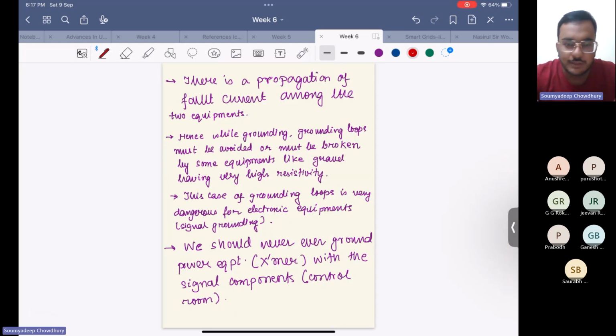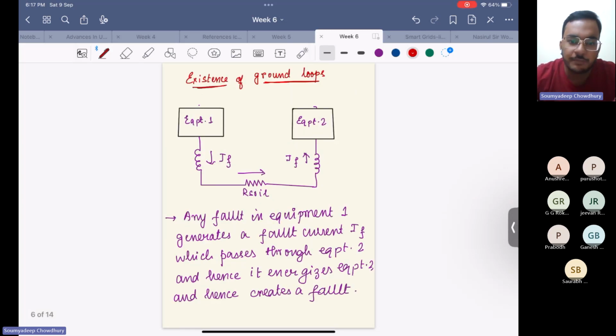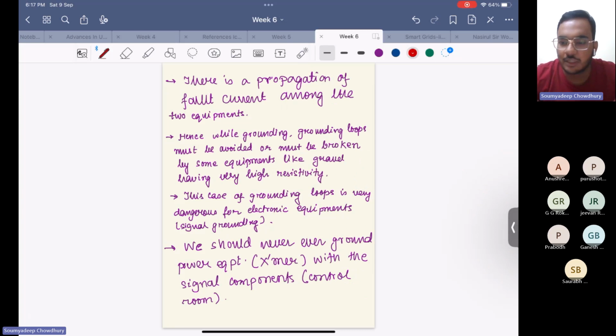So while grounding, the basic practice is that these grounding loops must be broken. How can we break a grounding loop? What is our aim here? We don't want the fault current to propagate from equipment 1 to equipment 2. So if we put a very high resistance in the path of the current, then obviously the current reaching equipment 2 will be very small. So these ground loops are intentionally broken by materials like gravel, which has very high resistivity, right? The case of ground loops is very dangerous for electronic equipment, especially for signal grounding.